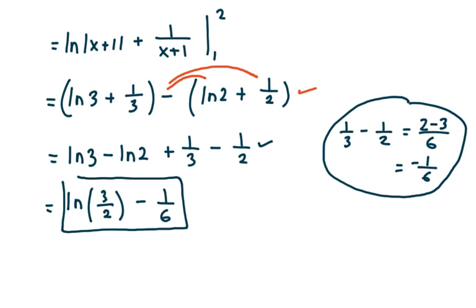And so from here, I get natural log of 3 over 2 using properties of logs, and then I just subtract off 1/6. And that's the answer to problem 1 on the review. Let's take a look at problem 2.